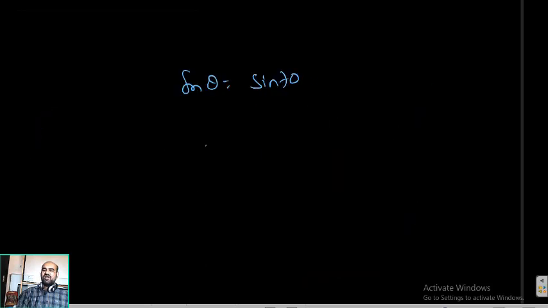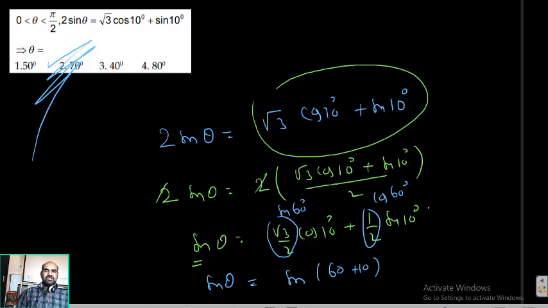I can say that one of the theta is 70, not always only 70. Another is 180 minus it, like that you can write so many. I hope you people understood this question. What I did now is I just converted this into a single trigonometric ratio.